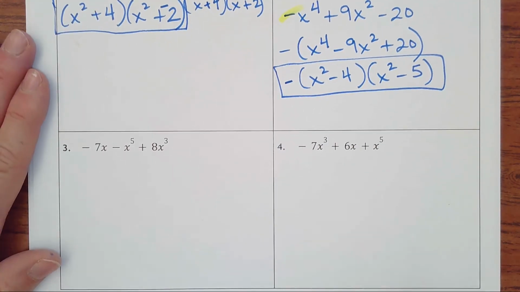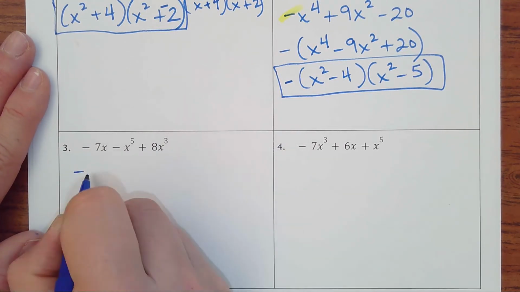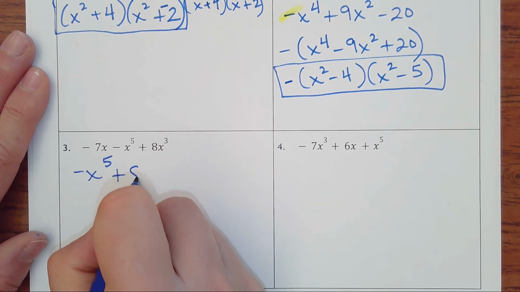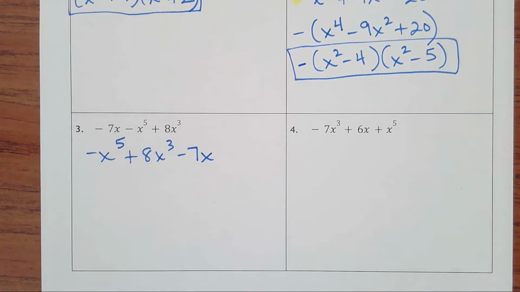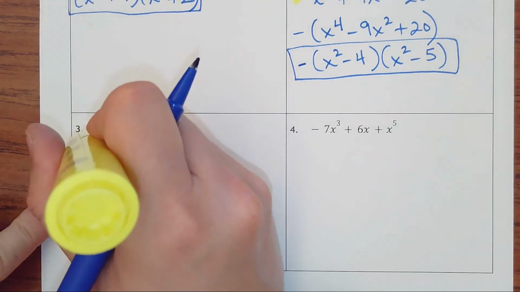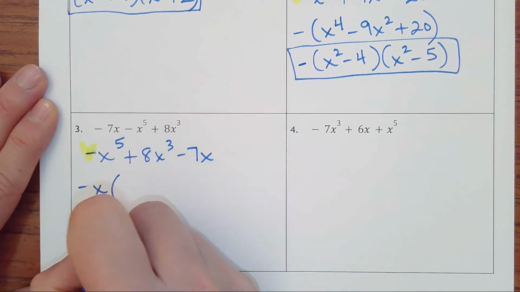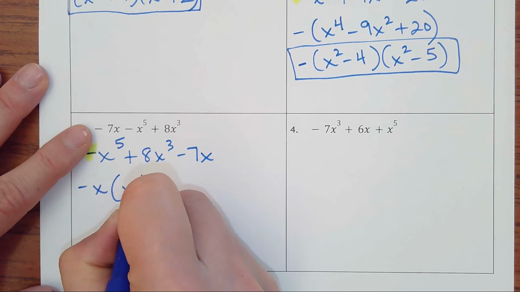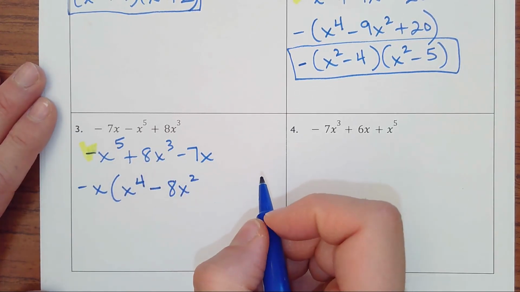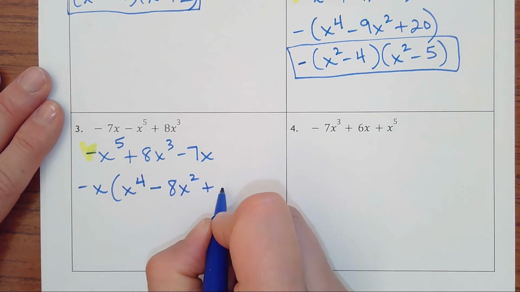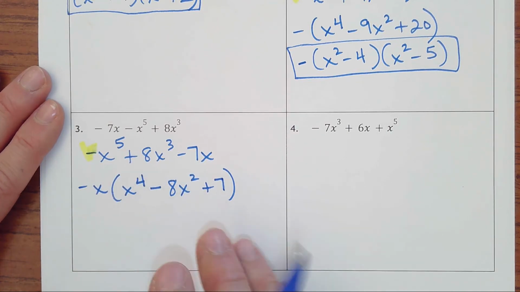Okay, number 3, treat it the same way. Put it in order of highest exponent and then decreasing. So I'm going to do negative x to the 5th plus 8x cubed minus 7x. This time I see every term has an x and it starts with a negative. So we'll take out a negative x. That will now make times x to the 4th minus 8x squared. And then that'll be plus 7. Distribute in your head real quick to check if you need to.